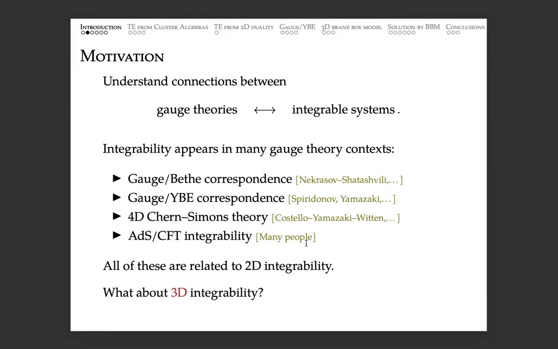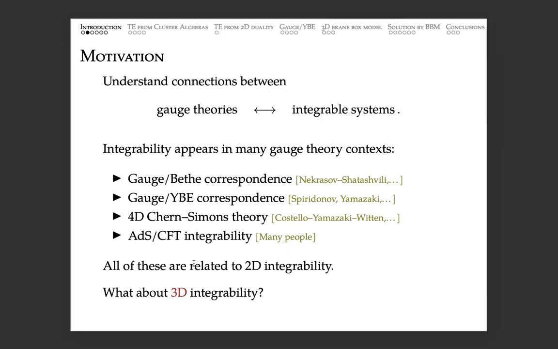And then there's a four-dimensional version of Chern-Simons theory, the Costello-Yamazaki-Witten theory, where integrability appears from Wilson lines. And of course, there's the famous AdS/CFT integrability, developed by many people. I will not talk about AdS/CFT integrability at all. But the point I would like to make is that in all of these examples, the relevant integrable systems are two-dimensional ones.